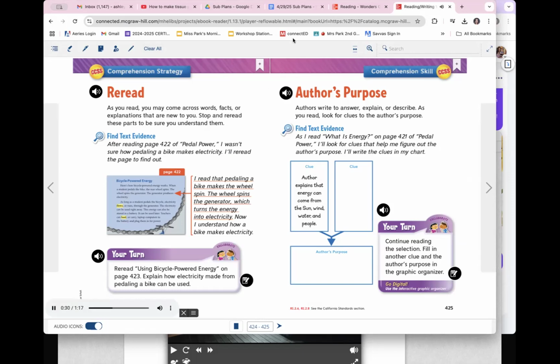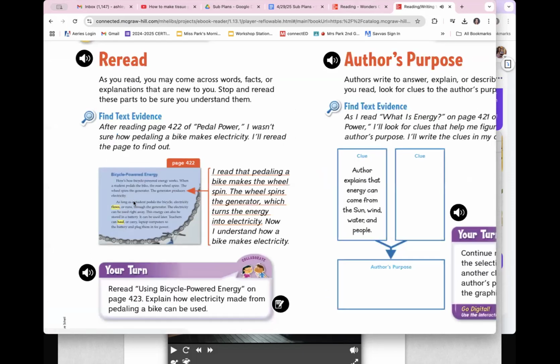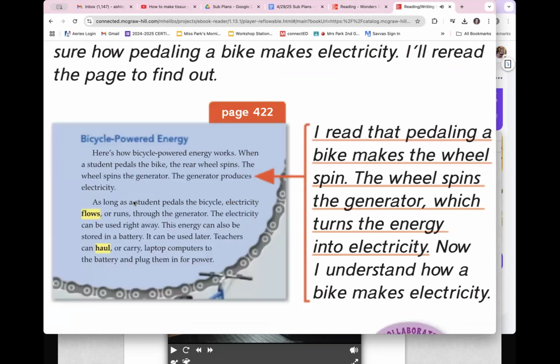Bicycle-powered energy. Here's how bicycle-powered energy works. When a student pedals the bike, the rear wheel spins. The wheel spins the generator. The generator produces electricity. As long as the student pedals the bicycle, electricity flows, or runs, through the generator.